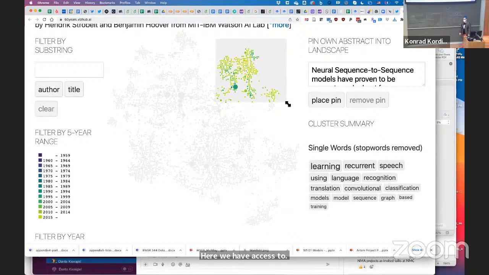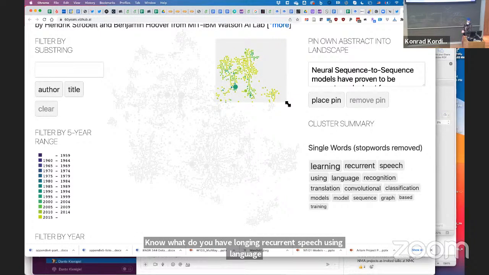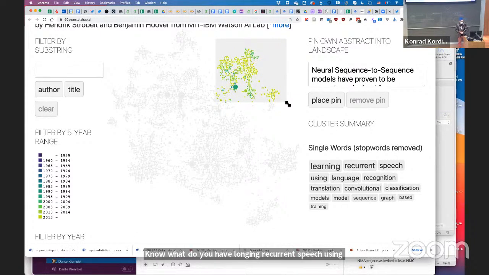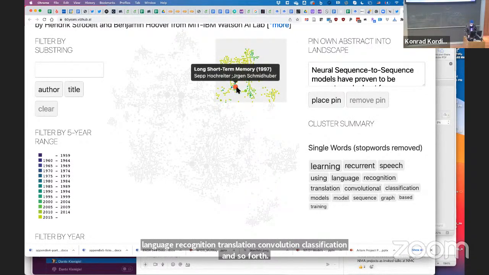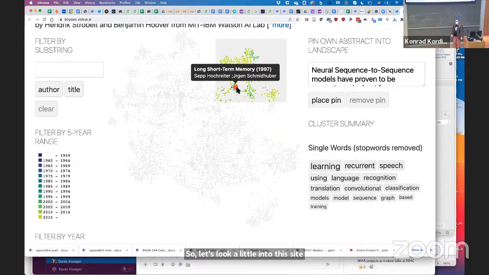Here we have NLP papers. Now, what do you have? Learning recurrent speech using language recognition, translation, convolutional classification, and so forth. So let's look a little into this. Most cited papers: long short-term memory. This paper is the basis of virtually all of recurrent neural networks these days. So at least it's one of the most popular ones.